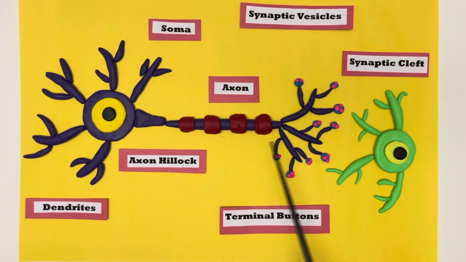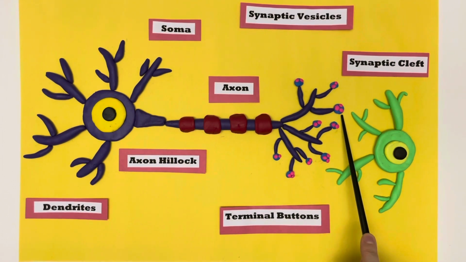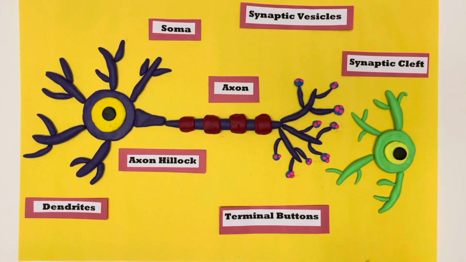The message gets to the terminal buttons, and there is a release of neurotransmitters, which are being stored in the synaptic vesicles. When the neurotransmitters are released and enter into this space, the synaptic cleft, they communicate with the dendrites of the next neuron.